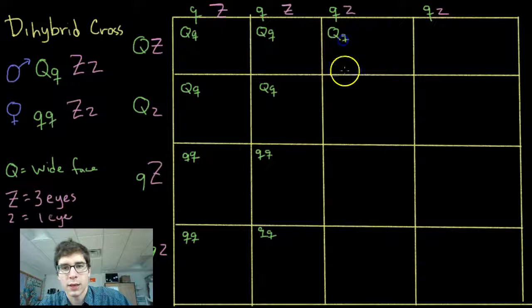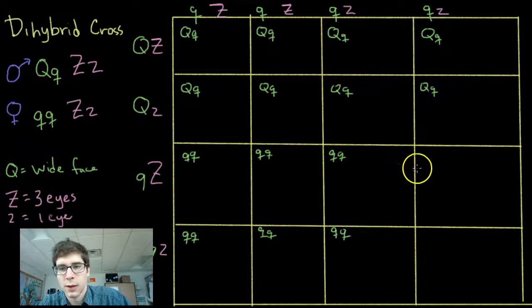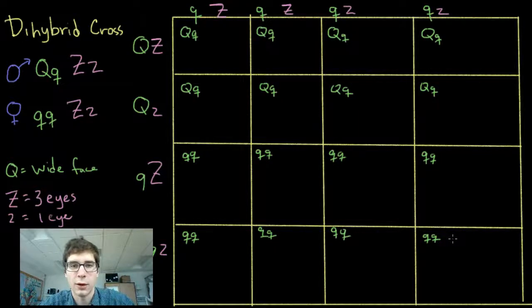So heterozygous, heterozygous, homozygous recessive, homozygous recessive, and one more, heterozygous, heterozygous, homozygous recessive, homozygous recessive. Okay, so we've gone ahead and filled out all of the Q alleles for the narrow or wideness of the face.